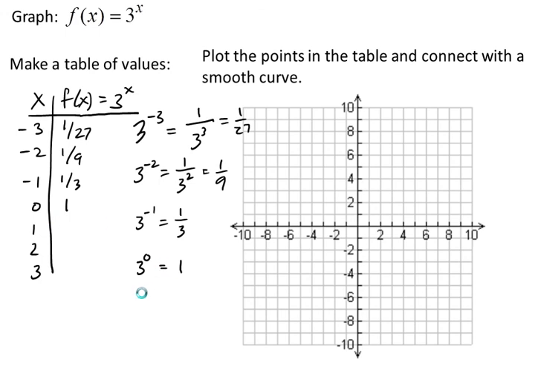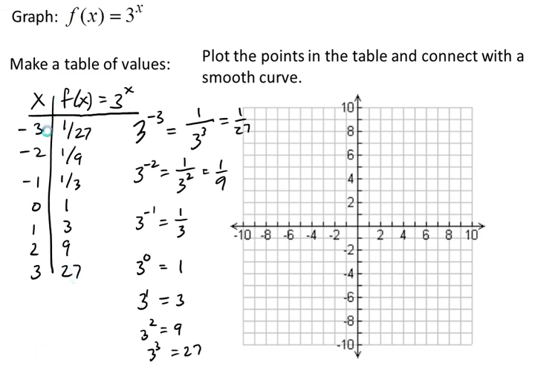If I plug a 1 in for x, we get 3 to the first power, so that's 3. Plug a 2 in for x, we get 3 squared, that's 9. And plug a 3 in for x, we get 3 to the third, that's 27. So now we go ahead and go over to our graph and plot these ordered pairs.